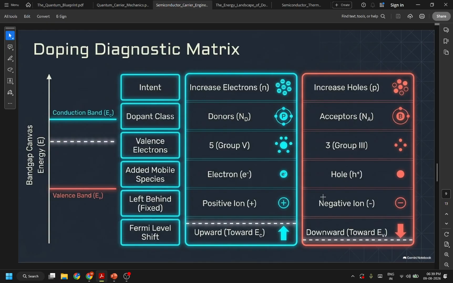So, donor doping adds an extra electron, acceptor doping adds an extra hole, and this will leave behind a positive ion on the phosphorus, and that will leave behind a negative ion on the boron. And accordingly, the Fermi level will shift towards the conduction band or valence band.